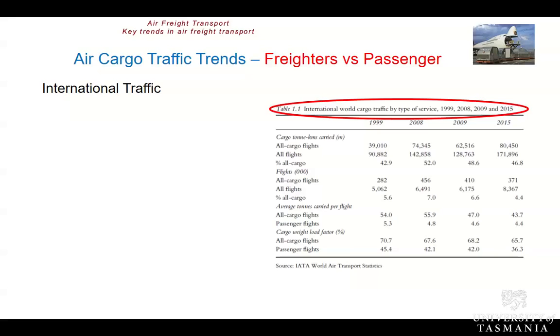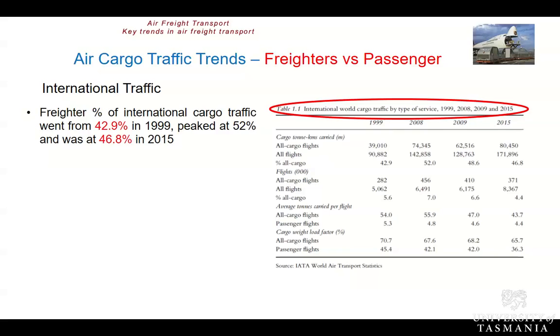This particular table shows the international world cargo traffic by type of service. And by type of service, we're talking about either a freighter or a passenger aircraft. And what it tells us is that over this particular period here, a period of 16 or 17 years, freighter percentage of international cargo traffic went from 42% to 46%. So it's standing at about 50% of all cargo moved is by a freighter.